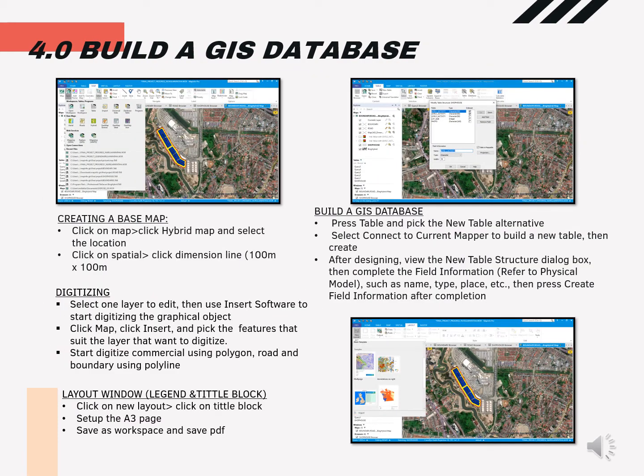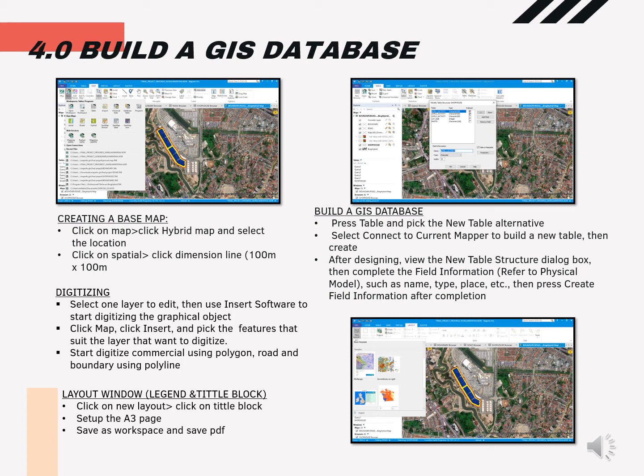Build a GIS database. First, we must create a base map. To create the base map, click on Map, then click Hybrid Map and select the location. Then click on Spatial and click Dimension Line. Second is digitizing. Select one layer to edit, then use Insert to start digitizing the graphical objects. Click Map, click Insert, and pick the features that suit the layer you want to digitize. Then start digitizing commercial using a polygon, and road and boundary using a polyline.